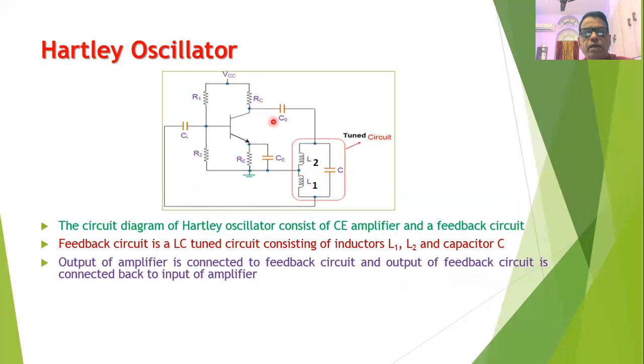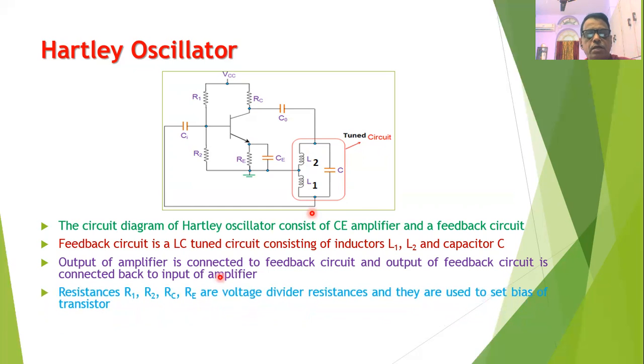The output of the amplifier is connected to the input of the tuned circuit, that is the feedback circuit, and the output of the feedback circuit is coupled back to the input of the amplifier. Resistances R1, R2, RC, RE are the voltage divider resistances. They are used to set the bias of the transistor. Coupling capacitors are used to couple only AC and they block the DC voltages.